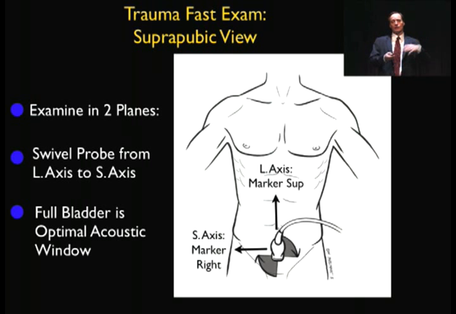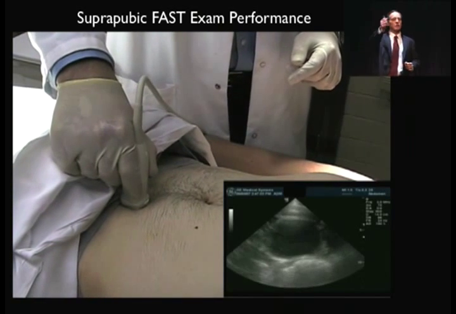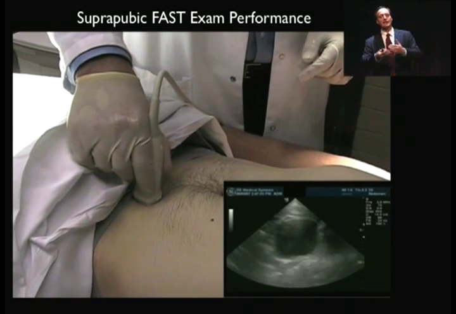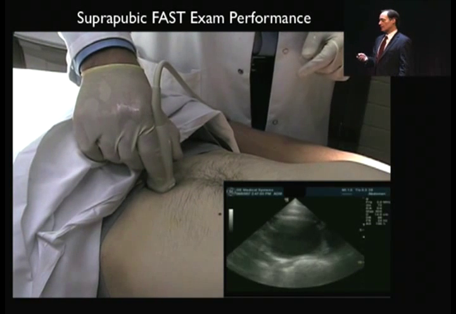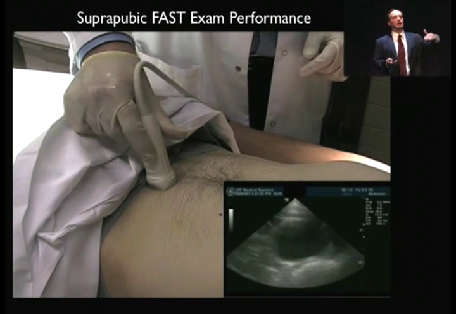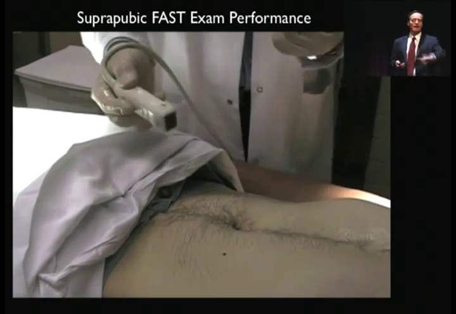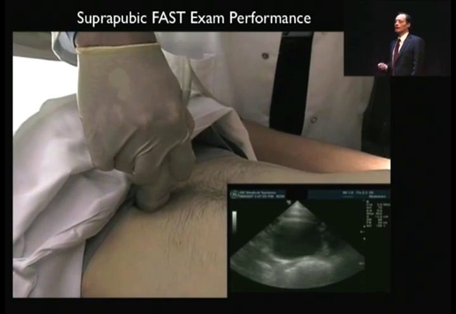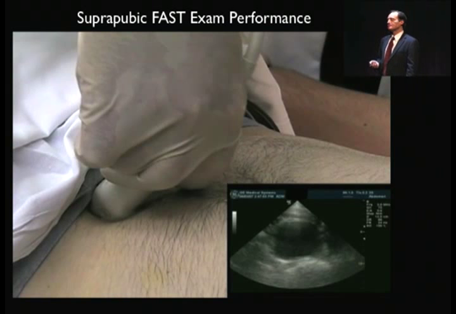Again, I said it's a long and a short axis view. You want to do it before you put the Foley in, while the patient has a full bladder, basically. Here's how you do it. You're going to start first with the probe marker up towards the patient's head, kind of getting that long axis view of where is the bladder. And then what you're going to do is swivel it to the short axis, okay? And so you're going to come across, we always say, short axis should be probe marker over towards the patient's right side. So as you come over to the right, you're going to fan up and down through that pelvis. You're going to get a great view looking there for free fluid. So short and long axis views, complementary on the suprapubic pelvic view.